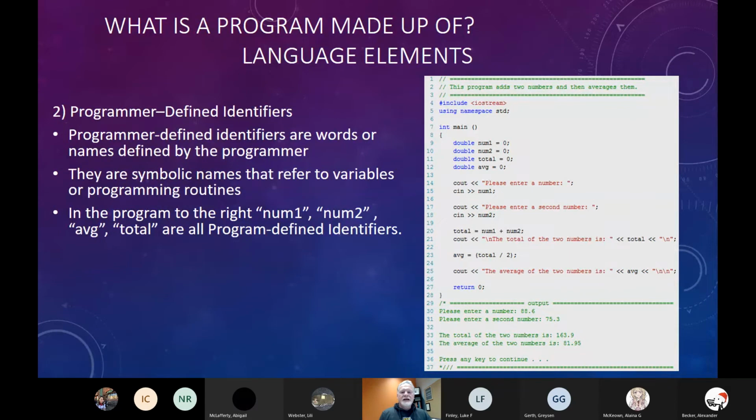All right, programmer defined identifiers. That's stuff that you, the programmer, define, and you will be the programmer as early as next week. If you look at this program, double num1 equals zero, you, the programmer, have called a certain place in memory num1. You named it num1. You could have called it anything: my num, our num, the num. That means there's a long number, double, and you've even gone ahead and made that number zero.